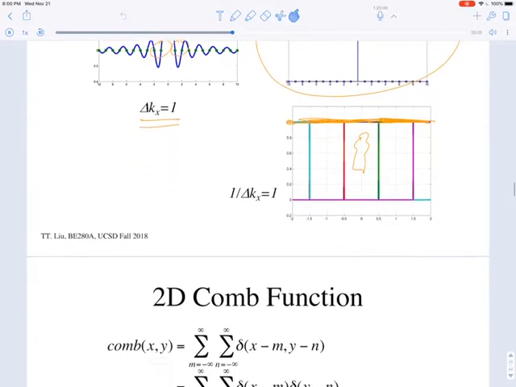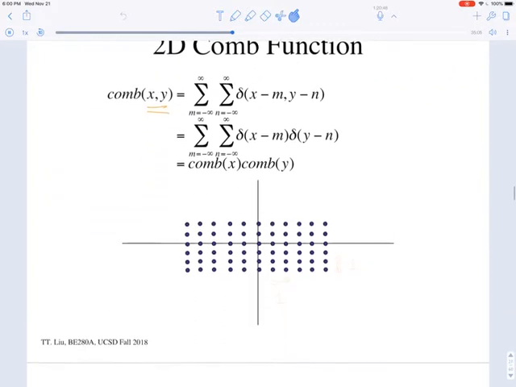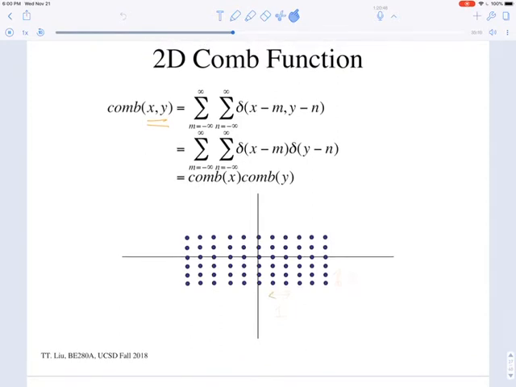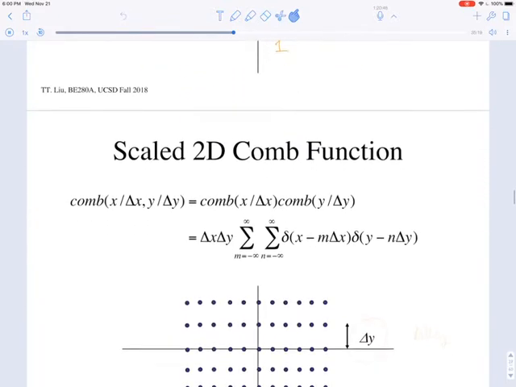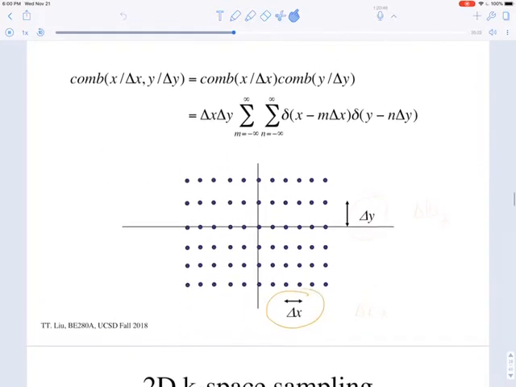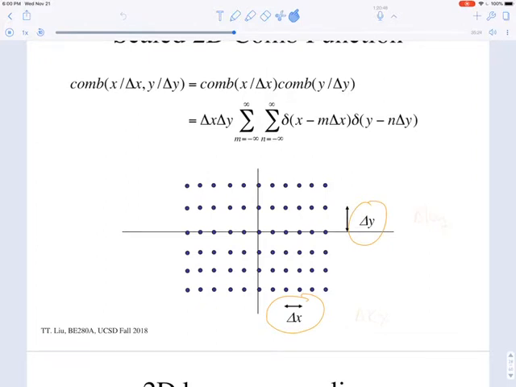So since we're dealing with images, we have to deal with 2D comb functions. Okay, and so this is just the same. Where this unscaled, it has a spacing of 1 in both the x direction and the y direction. And we can also have scaled comb functions such that it's either delta x or delta y. Okay? Or in our case, we'll use delta kx and delta ky.